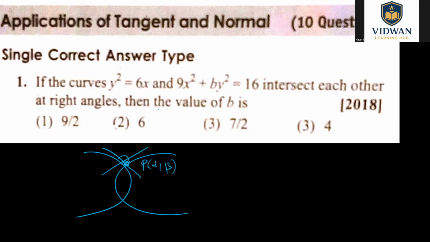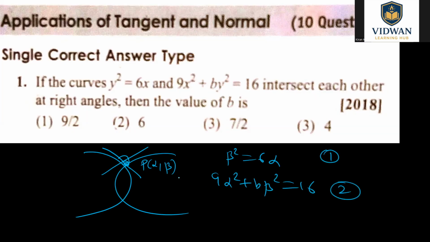Then alpha beta lies on both. So beta square equal to 6 alpha when you substitute in the first curve. When you substitute in the second curve, 9 alpha square plus b beta square equal to 16. We have two conditions. And because they are cutting orthogonally, the derivative at this point you find out for both, you will get tangent slope and you can use m1 m2 equal to -1.